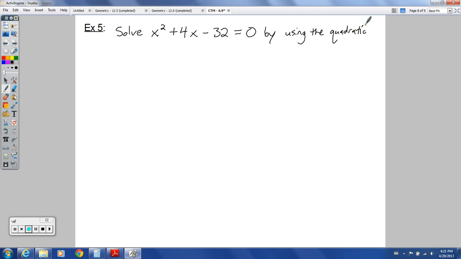So let's verify that the quadratic formula gives me the same thing that factoring would have given me, which we determined was going to be negative 8 as a solution and positive 4 as a solution. So what is the quadratic formula again? This is big. Let's write this down pretty big. Quadratic formula.